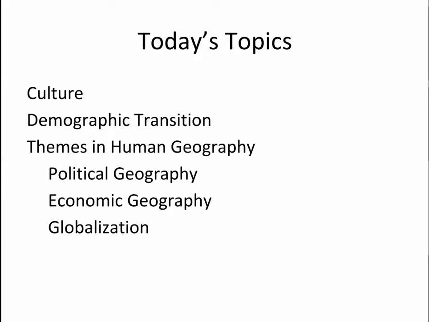So again, today, key ideas. We're going to define culture and look at some components of it. We're going to look at this idea of what we call the demographic transition, which links the previous component of this module, that is human population, to the other themes. And then we're going to deal with these themes in some detail, and that is political geographies, economic geographies, and then globalization. And in all of these, really, culture is the underlying element.